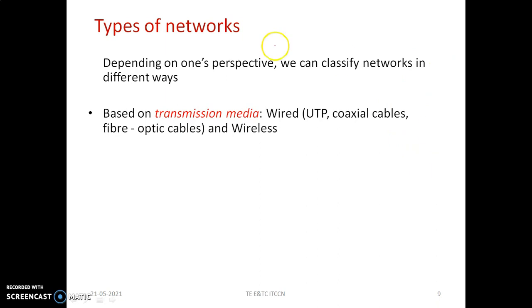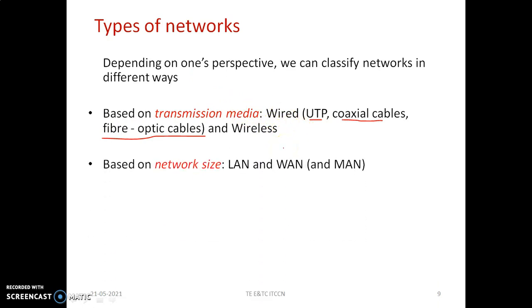Twisted pair cables, unshielded twisted pair cables. So wired media can be UTP, coaxial cables, or fiber optic cables. Wireless media can be Wi-Fi, Bluetooth, Zigbee. So different wireless media can be there. Based upon the transmission media, we can classify the networks as wired and wireless networks.